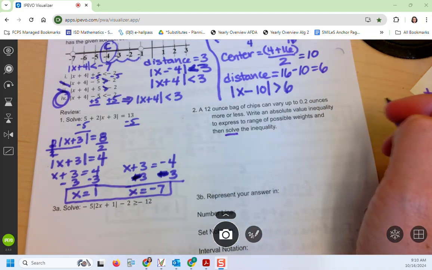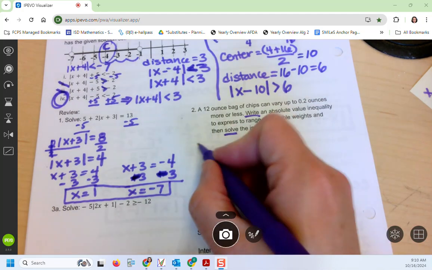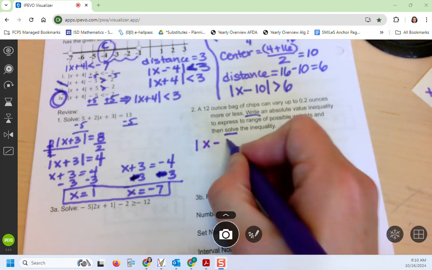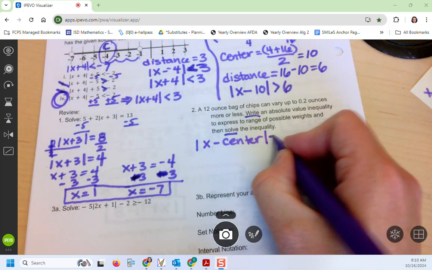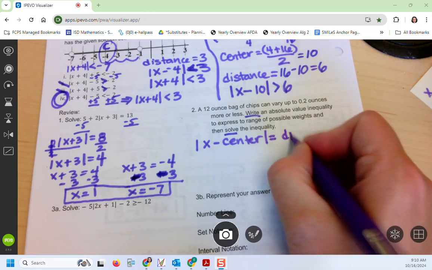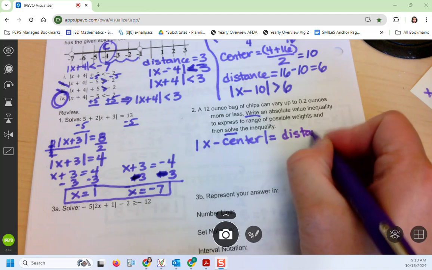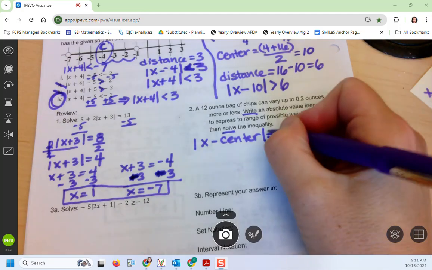So we haven't been solving much today, okay? So we're going to write and then we're going to solve. We're still going to use x minus the center, absolute value, and then equals the distance, except of course it's not equals, it's what? Good guess. Yeah, because it has to be between these two values, it's going to be a less than or equal to.